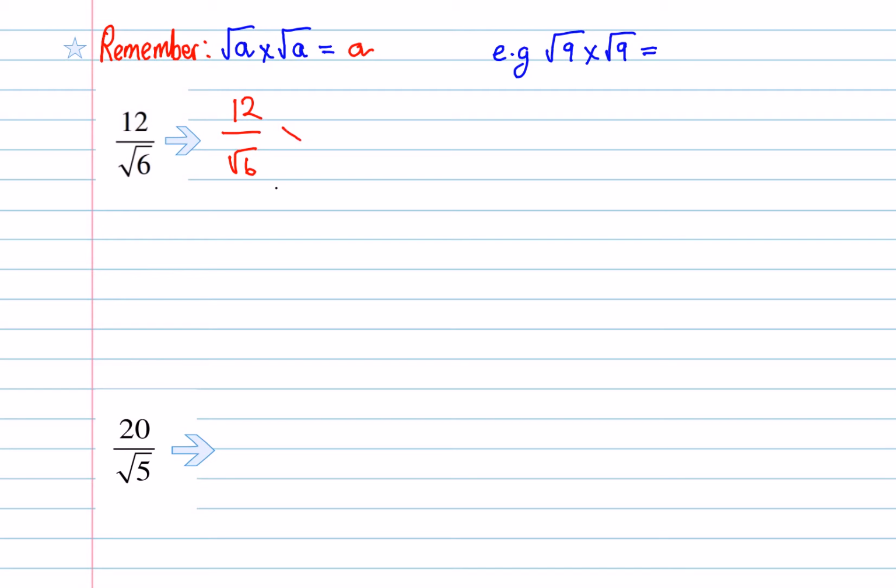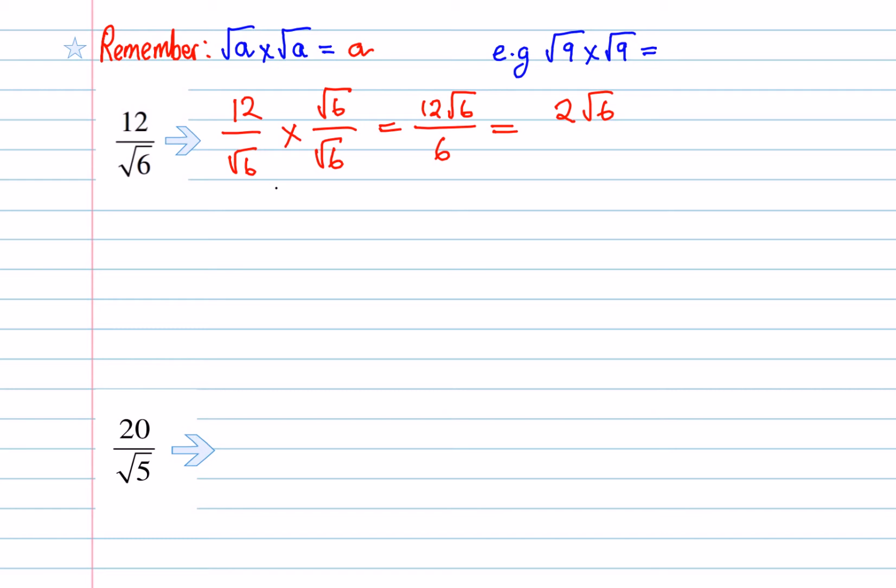So we will multiply this fraction by root 6 over root 6. This then gives us 12 root 6 over root 6 times root 6, which is equal to 6. Now we've removed the surd from the bottom line of the fraction. We can also go one step further here and cancel down. This then gives us 2 root 6 as our final answer. So this is what we would call rationalising the denominator of a fraction.